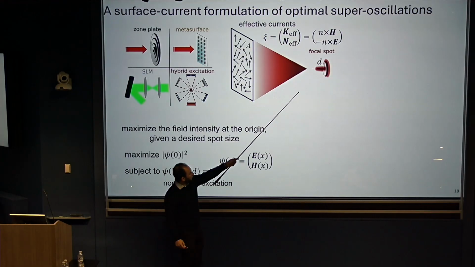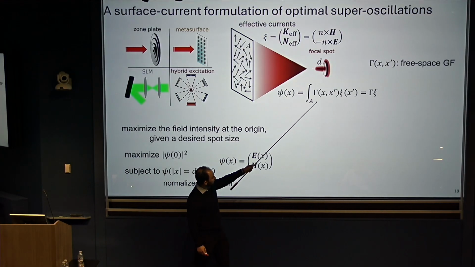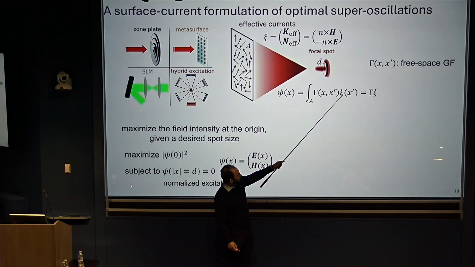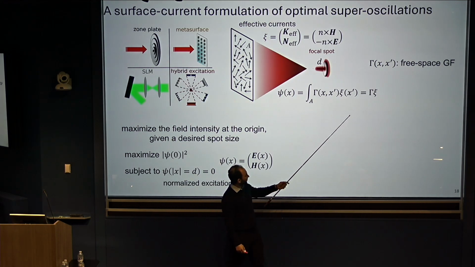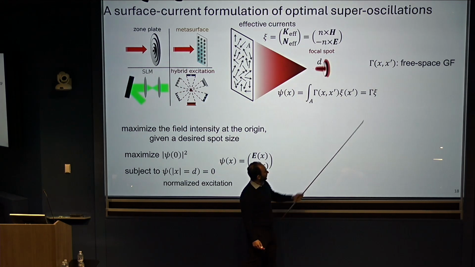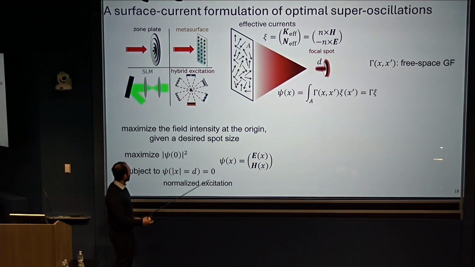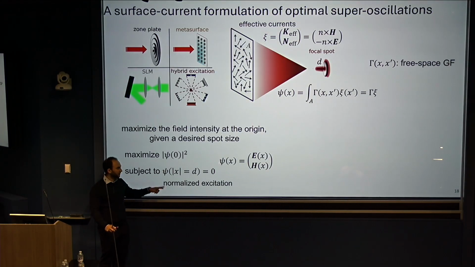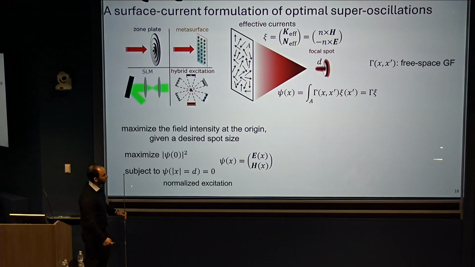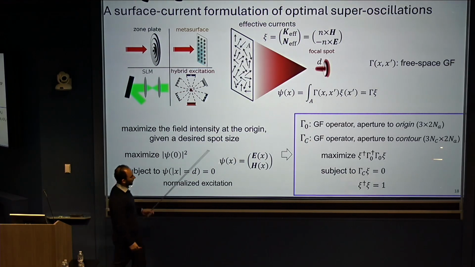And so the field at the focal point is given by a convolution of the free space Green's function with these currents. And if we write this in sort of a discrete matrix vector notation, gamma is a big matrix, C is a vector. And so the optimization problem would be something like maximize the intensity at 0, subject to normalization, with the one additional constraint that now my fields on this ring should also be 0. And so how to write this?